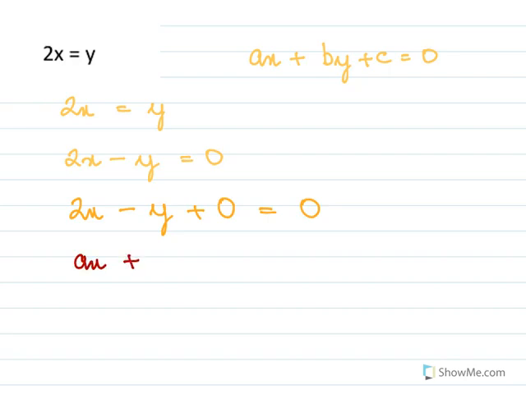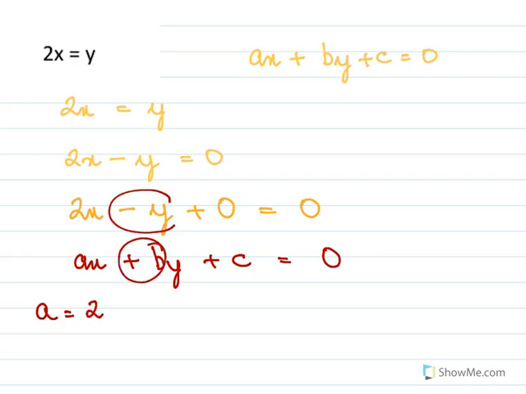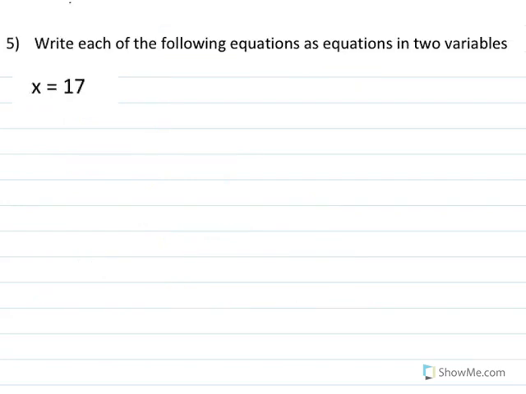Now compare it with the standard ax plus by plus c equal to 0. A is the coefficient of x, and the coefficient of x here is 2. So this is 2. B is the coefficient of y, and the coefficient of y here is minus 1. So we put there minus 1. So we have b equal to minus 1. It's not 0, it's minus 1. C is 0. So you have c equal to 0.